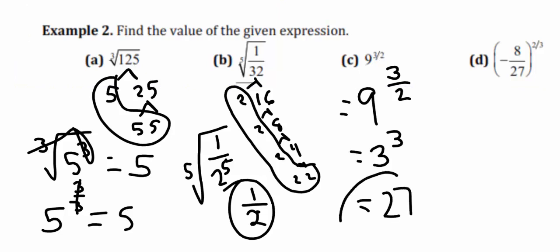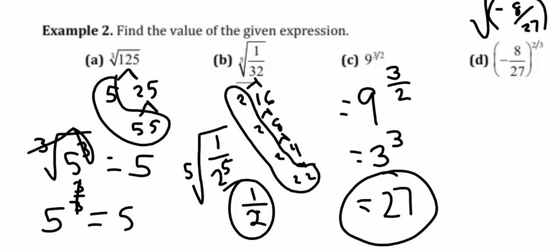Well, 3 to the 3rd, 3 times 3 times 3 is 27. Not bad, right? So this next one here, we've got negative 8/27 raised to the 2/3 power. So again, you want to think about it. Well, my radical kind of ran off the screen there, but this will be raised to the 2nd power and the 3rd root, right? So I'm going to do the same thing again.